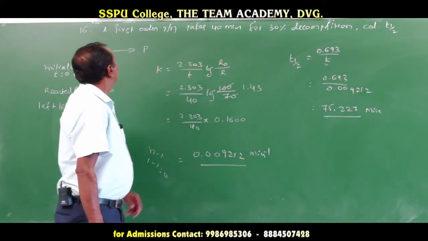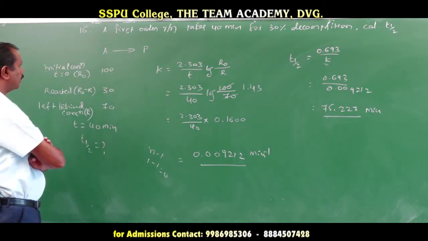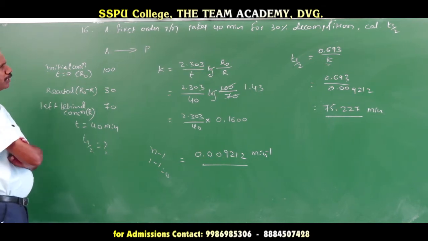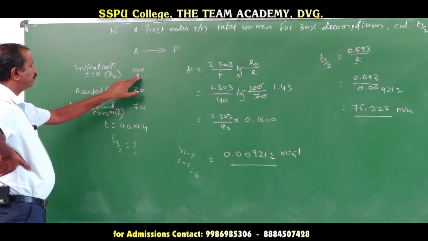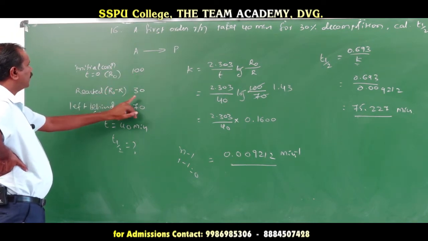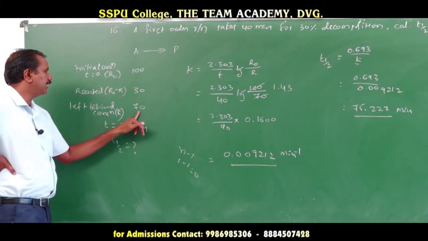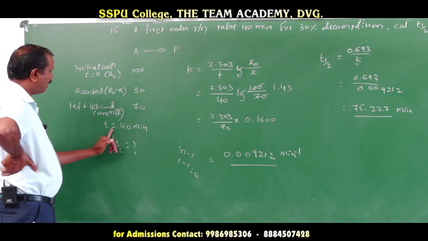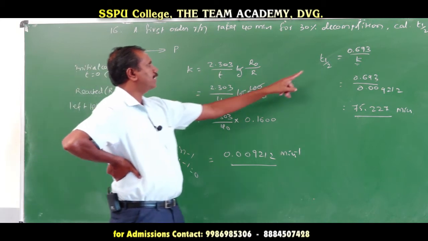A first order reaction takes 40 minutes for 30% conversion, 30% decomposition. Calculate the T half. If A is 100, 30% reacted means left behind should be 70. R naught is given, R is known, time is given. So first we can calculate the K. By knowing the K, we can calculate T half.